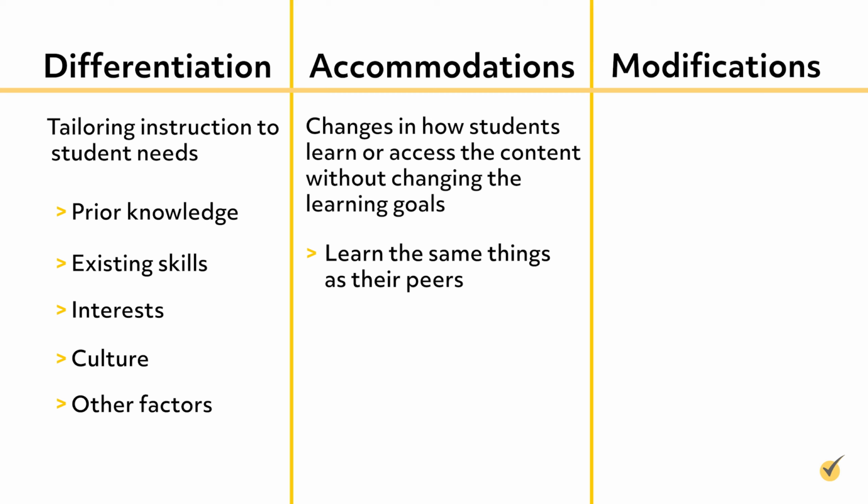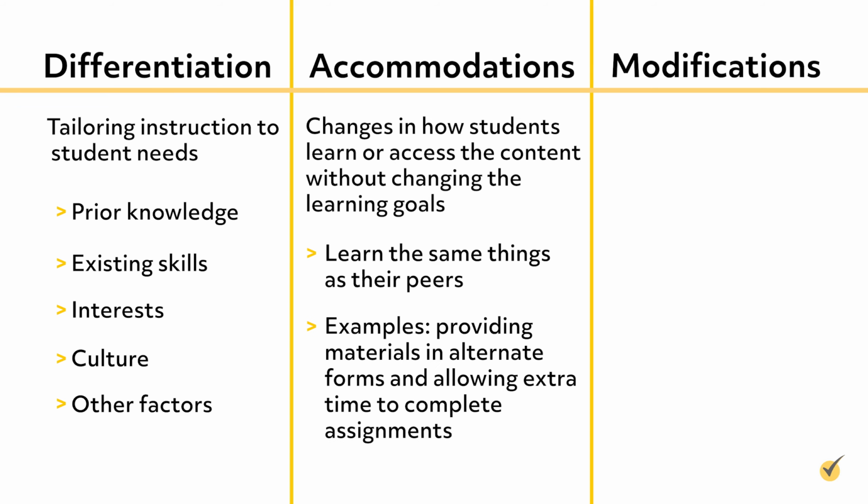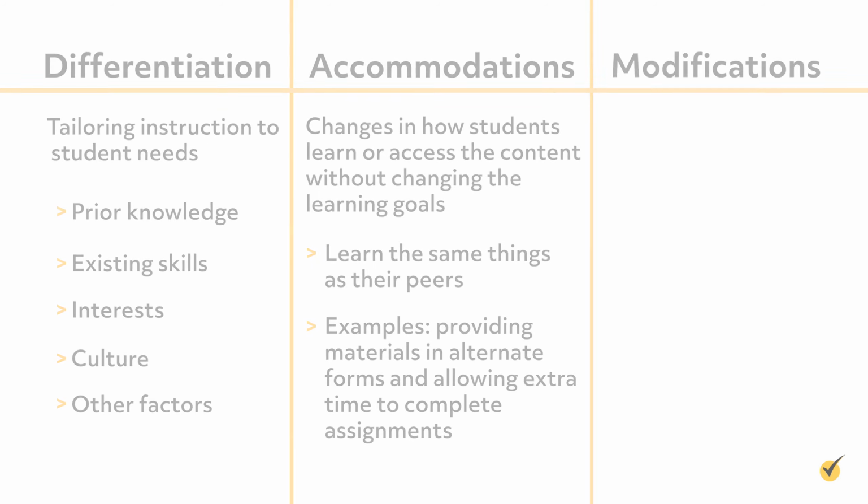In other words, students are expected to learn the same things as their peers, but they may achieve that learning in different ways. Examples include providing materials in alternate forms, allowing extra time to complete assignments, offering manipulatives, and allowing oral rather than written responses to questions. For example, a student with a visual impairment may use an audio version of the textbook.